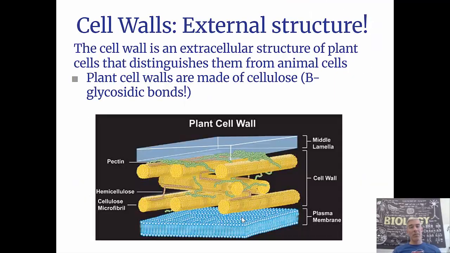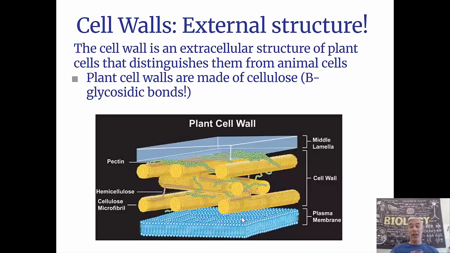And then the last one's going to be the cell wall. Cell walls, again, are not found in animal cells, only in plants, fungi, and then in prokaryotes, but different types. The cell wall is an extracellular structure. It's on the outside of the membrane. You can see the membrane at the bottom with that lipid bilayer with the phospholipids, the hydrophobic tails, hydrophilic heads.